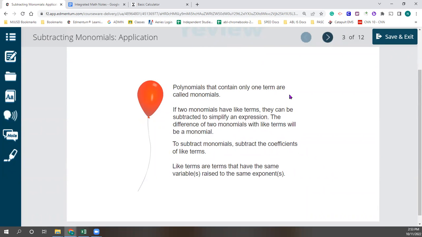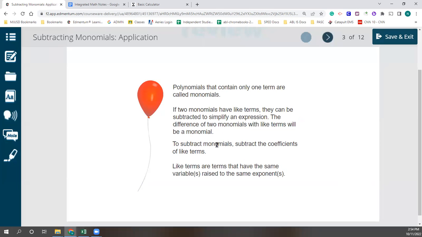Polynomials that contain only one term are called monomials. If 2 monomials have like terms, they can be subtracted to simplify an expression. The difference of 2 monomials with like terms will be a monomial. The difference between 4 and 2 is 2. The difference between 5 and 3 is 2. The difference is the answer to a subtraction problem. The sum is the answer to an addition problem.